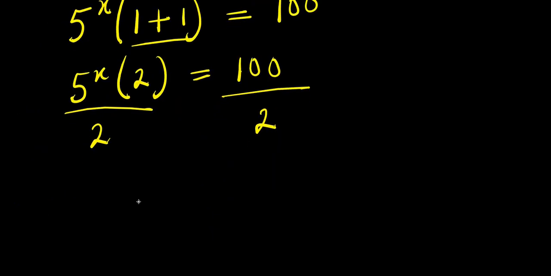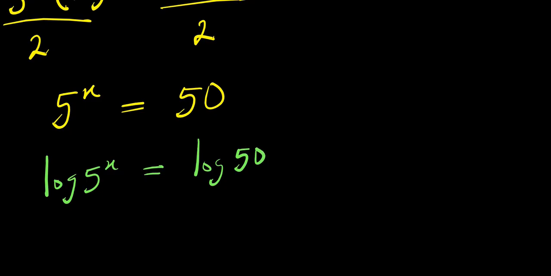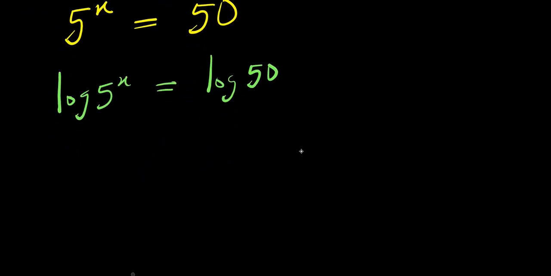So from here we have 5^x equals 100 divided by 2. That is 50. So what we can do now is to apply log: log 5^x equals log 50.